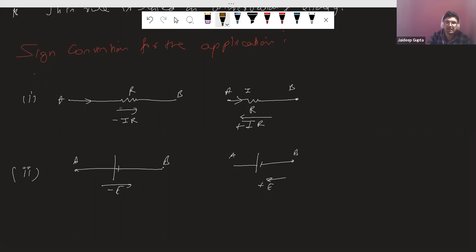Now, sign convention. If we move in the direction of current, then we have to take it negative. It completely depends on you. And if we move in the opposite sense, then we have to take it positive. If we move from positive to negative terminal, we have to take the potential of the battery as negative. And if we move from negative to positive, we have to assume the potential to be positive.